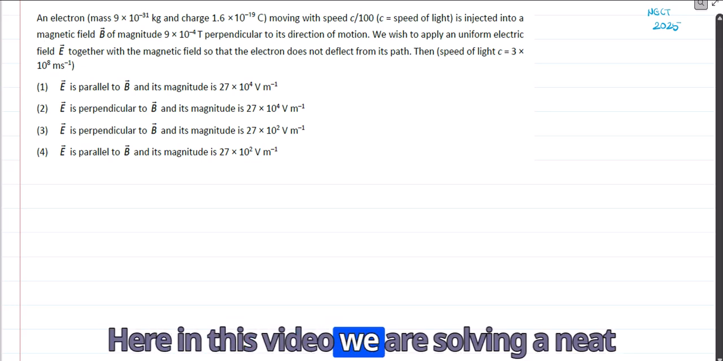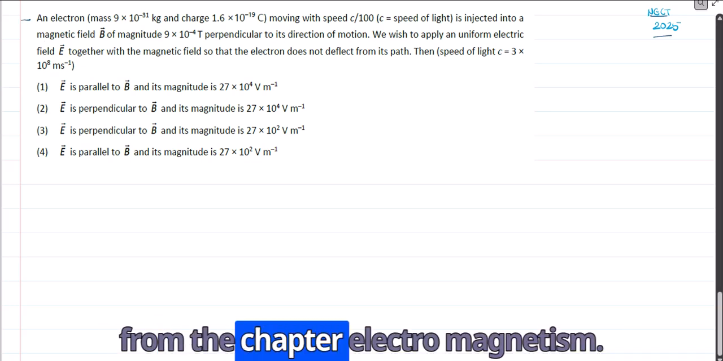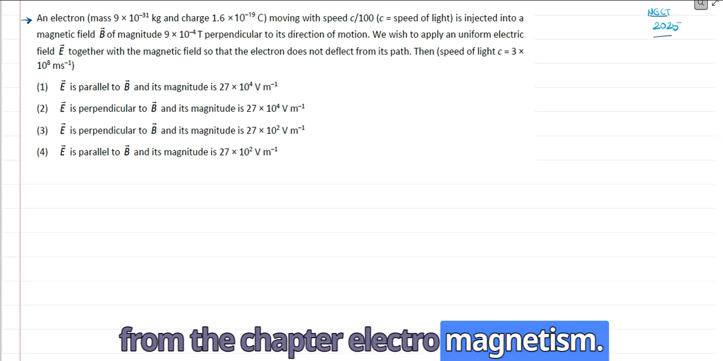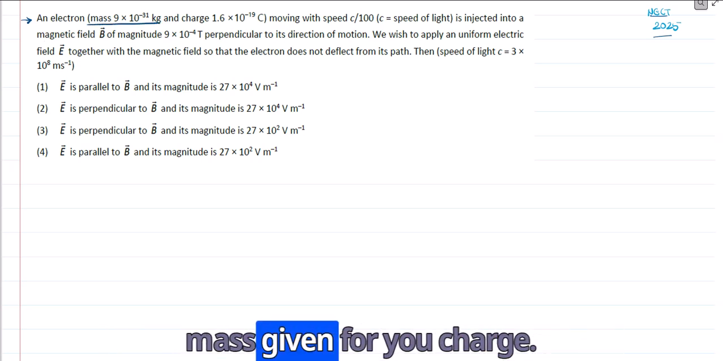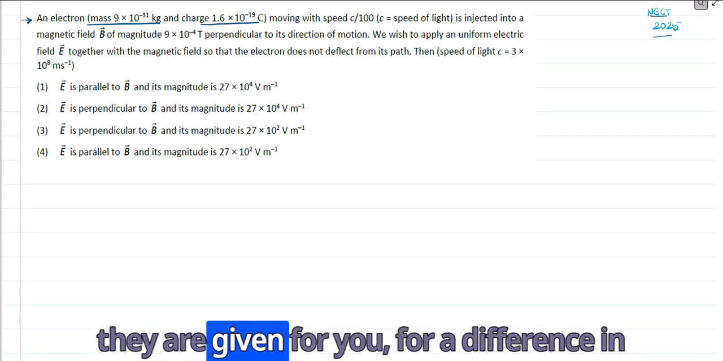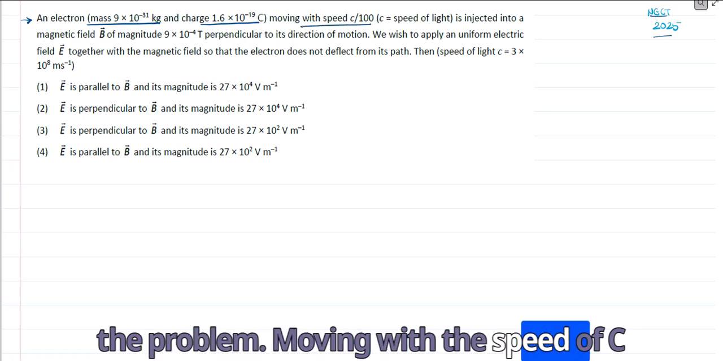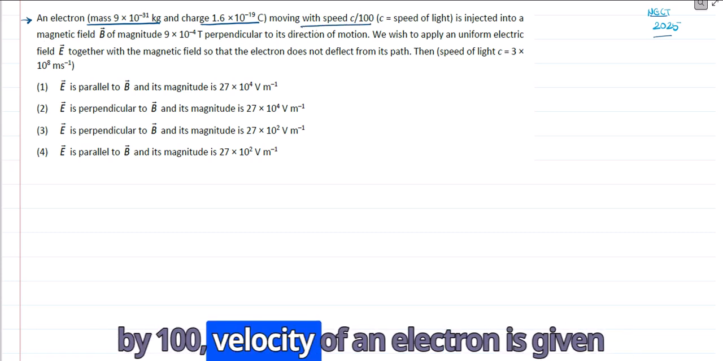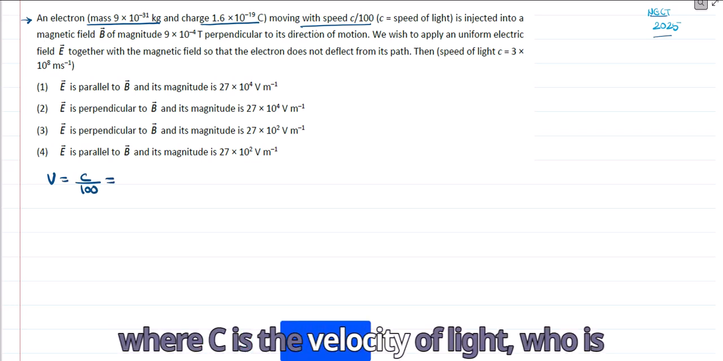Here in this video, we are solving a NEET 2025 question from the chapter Electromagnetism. The question is like this. An electron of mass given for you, charge, though these are the standard values, they are given for reference in the problem, moving with a speed of c by 100.